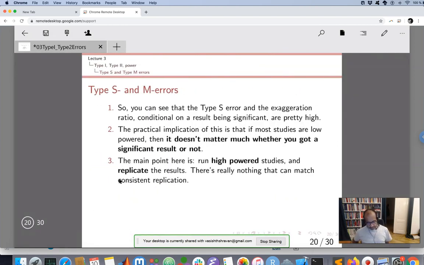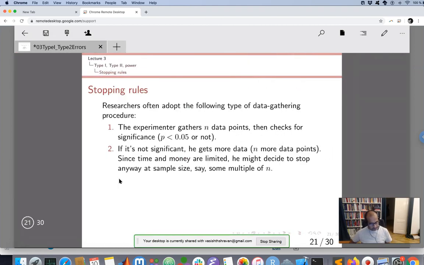Okay, so basically the main point here is to understand the meaning of the type S and type M error and what it means for you in real life when you're doing an experiment. When power is low, you are in serious trouble no matter what result you get. When you have a high powered study and you can replicate the results, right, then you're in an absolutely ideal situation, because you have replicated your results and you're getting consistent estimates that are reflecting the truth. So that's a good situation to be in.